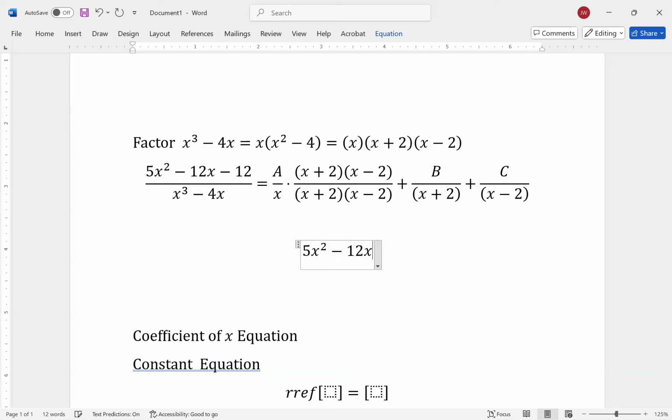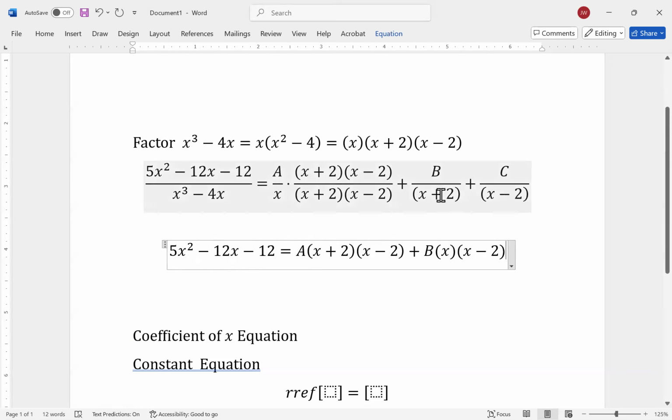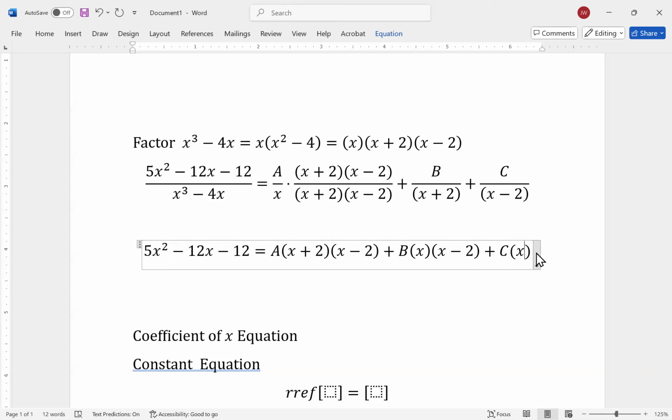The numerators are what I'm going to set equal. I'm just going to write that down in the same order. So A times x plus 2 times x minus 2, plus B, I'm going to have to multiply by x and then an x minus 2. Notice it's x minus 2, that's the one that's missing. And then the C, I'm going to have to multiply by an x and an x plus 2.